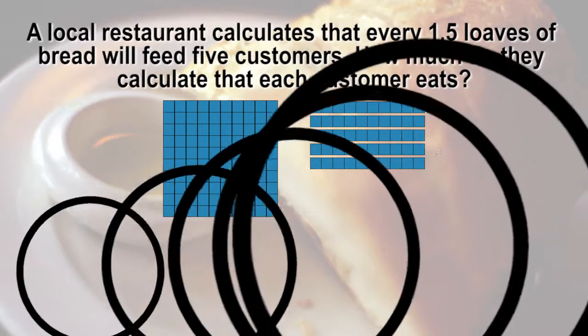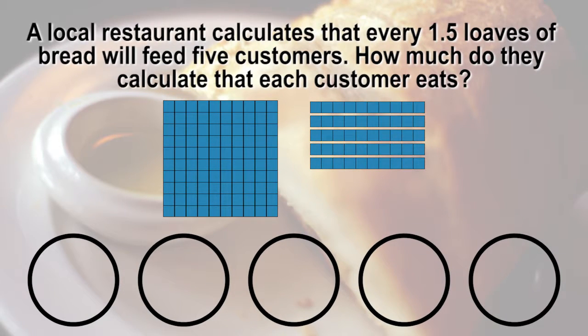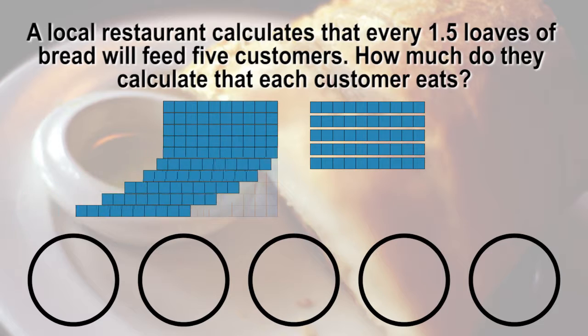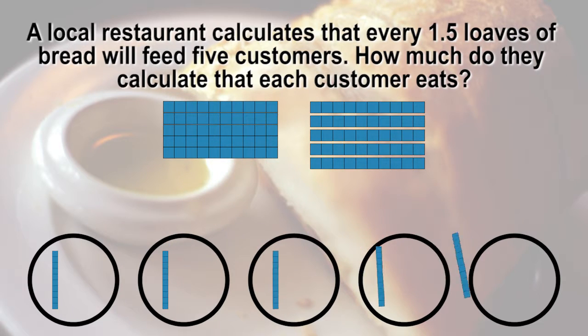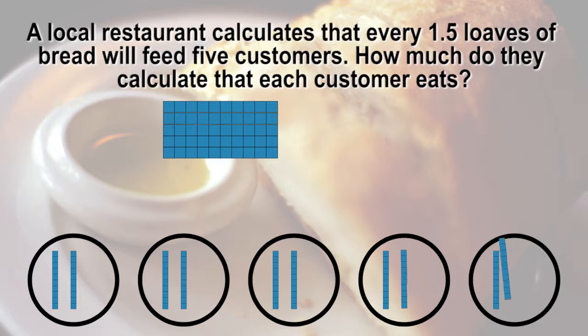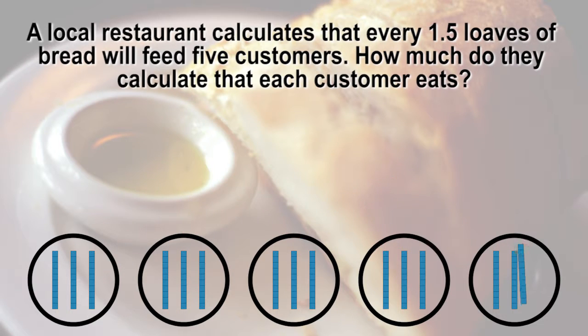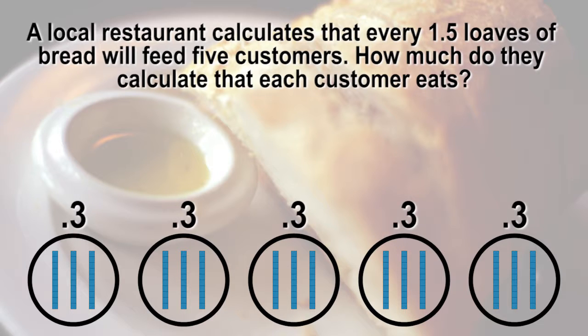To divide this into 5 groups, each group representing a customer, we need to ungroup our whole into tenths. A whole is equal to 10/10, so we will bring in 10/10 in exchange for the whole. We now have 15/10. 1 5/10 is equivalent to 15/10. We can now divide our tenths into 5 groups. Let's do it the same way we divided the pizza earlier, by giving each customer 1/10 until we've partitioned all 15/10. After dividing our tenths into 5 groups, we can see each customer eats 3/10 of a loaf of bread.